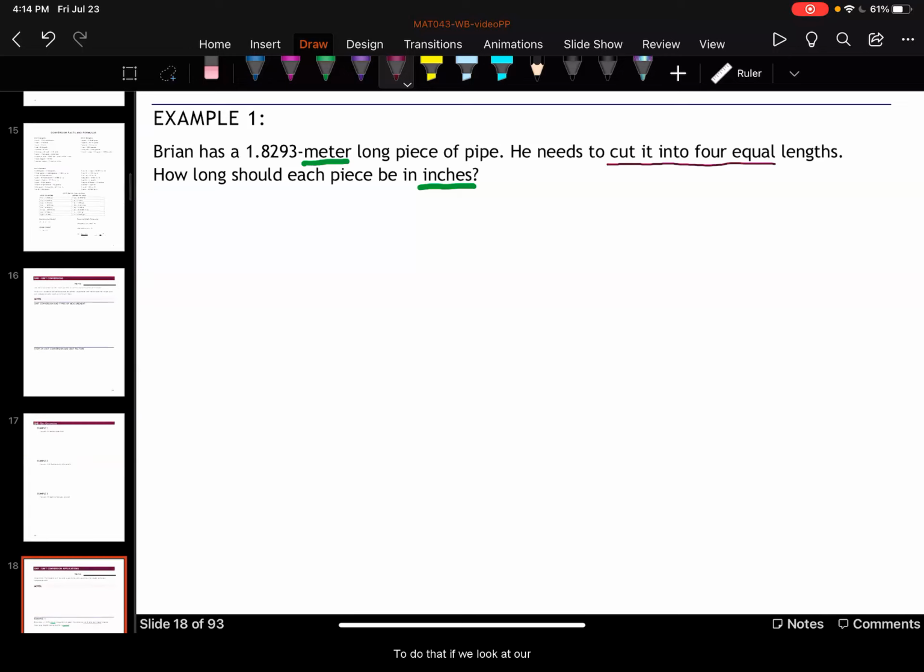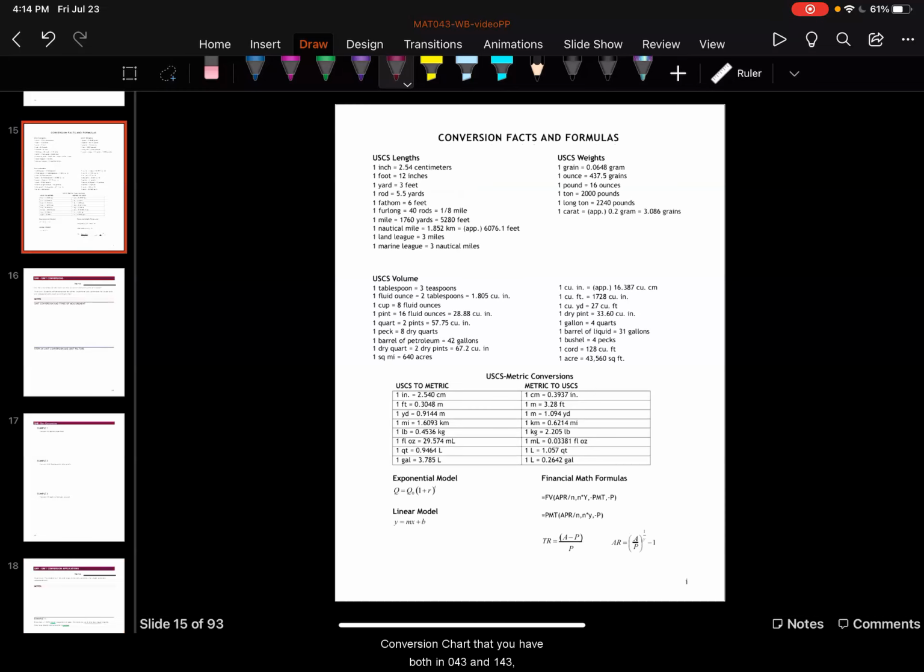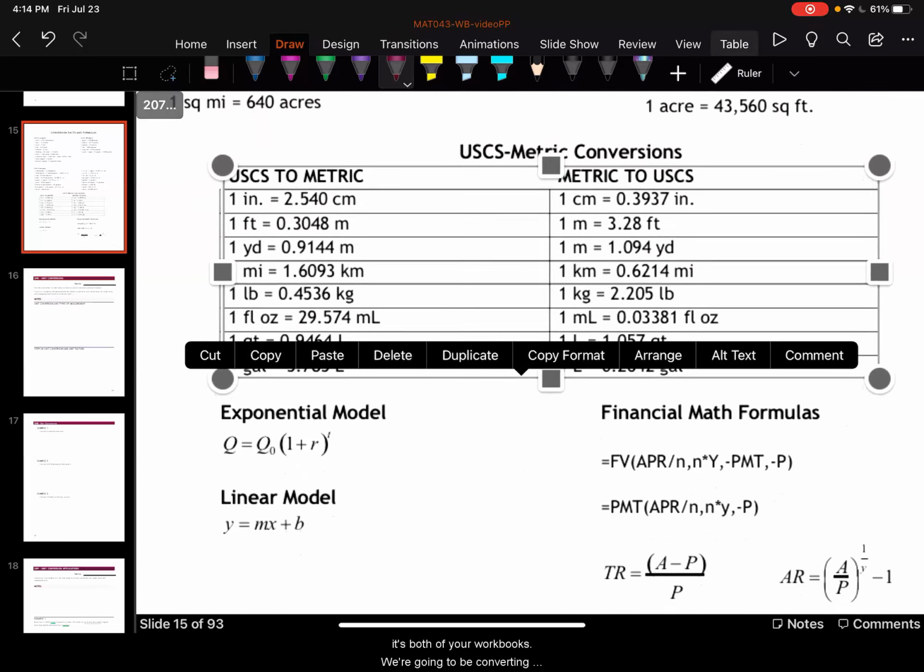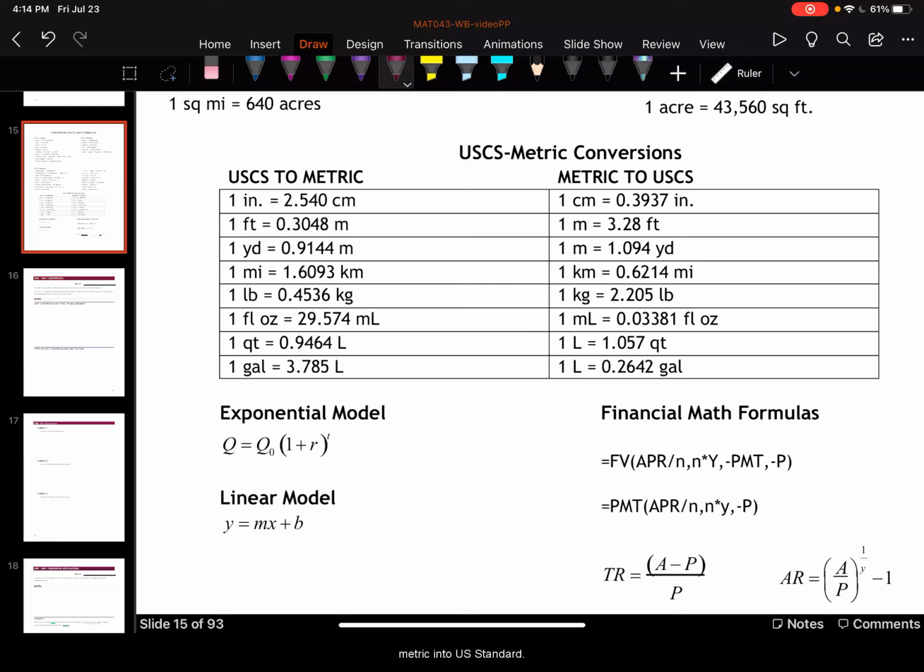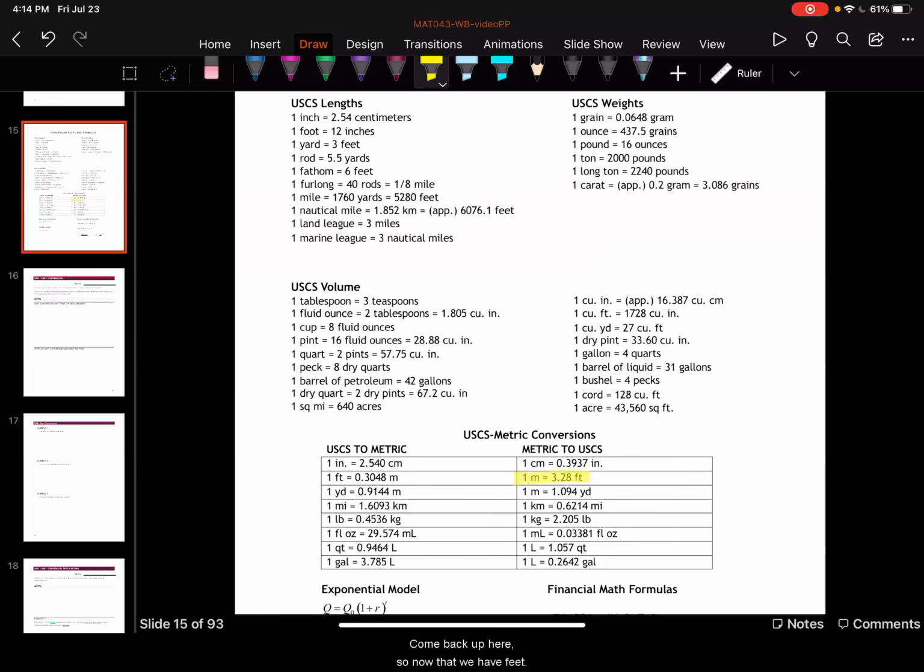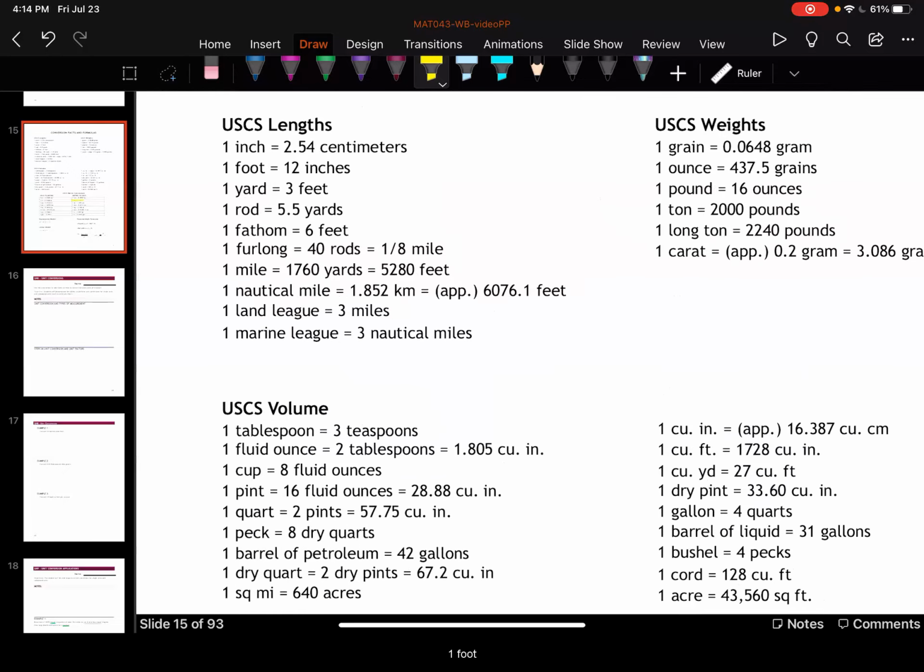To do that, if we look at our conversion chart that you have both in 043 and 143, it's in both of your workbooks, we're going to be converting metric into US standard. So we're going from meters to inches. We're going to need actually 2 facts. So let's look through here. I have meters. I can go meters to feet. Meters to feet. Go back up here. So now that we have feet, then we would also be using 1 foot equals 12 inches. So we would go from meters to feet and then feet to inches.